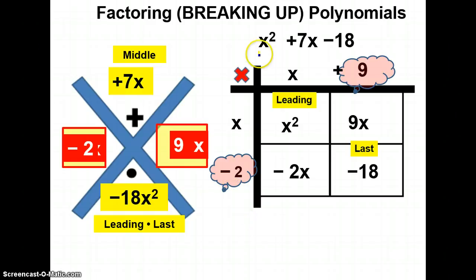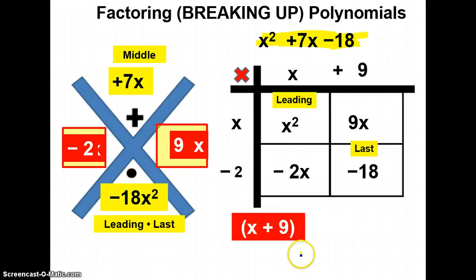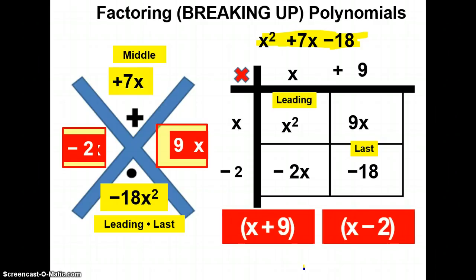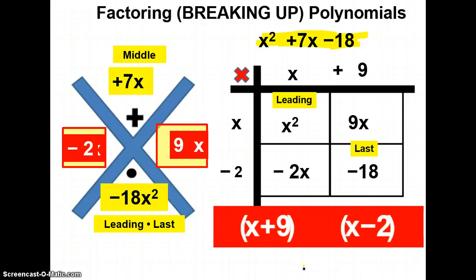So I have factored this polynomial into two binomials, x plus 9 and x minus 2. Go ahead and try this next one out on your own. And I'll go ahead and show you the result afterwards.